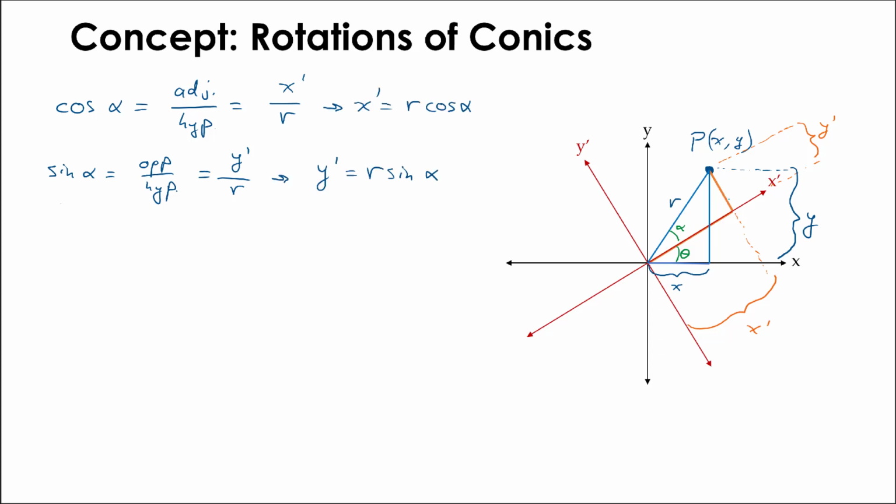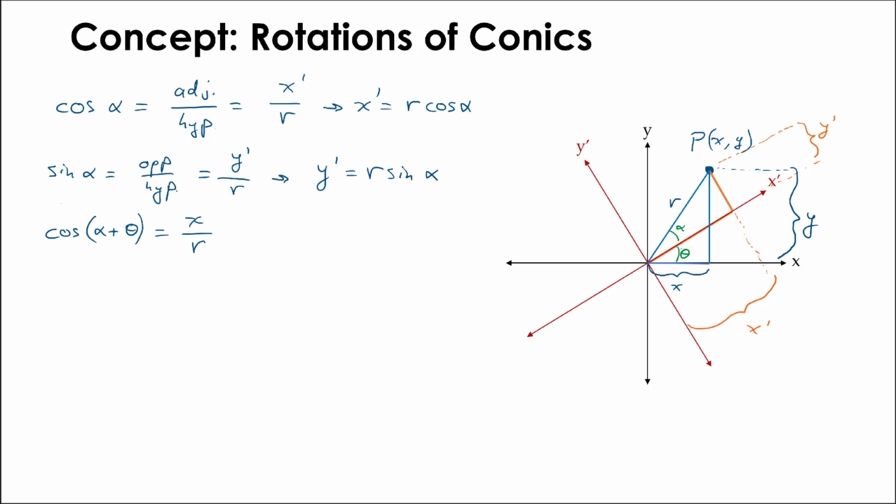Now if I solve that for x prime and y prime, I multiply both sides by r, so I get x prime equals r cosine of alpha, and y prime equals r sine of alpha. Now let's take a look. What if I'm looking at the cosine of alpha plus theta? That's the cosine from the x-axis all the way to this r, this radius, or hypotenuse, for both of our triangles.